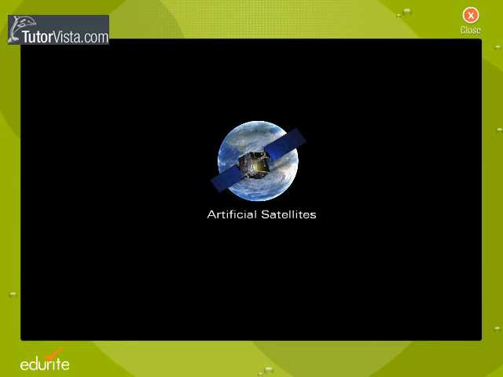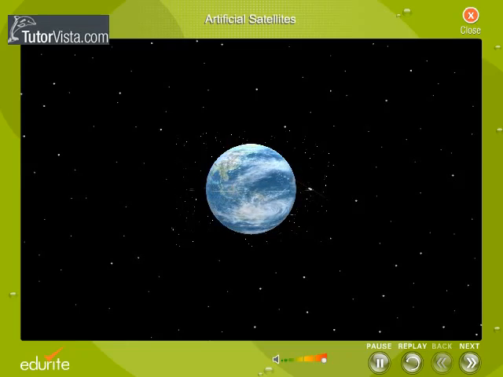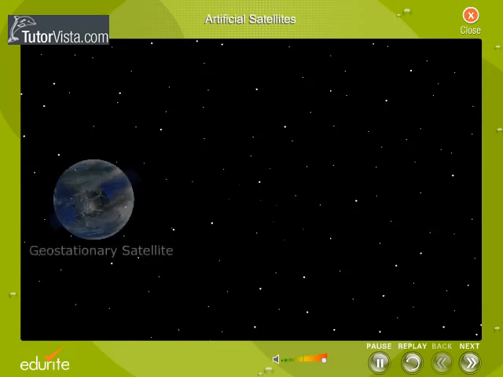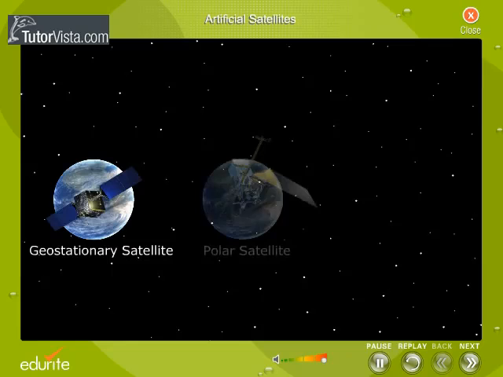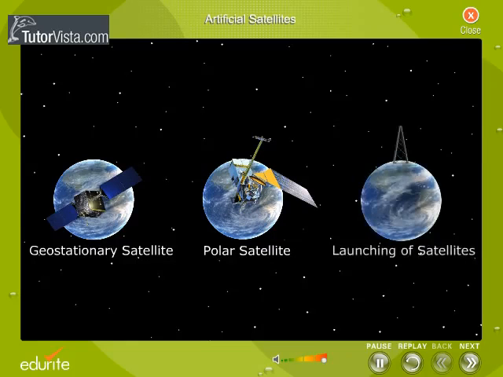Artificial satellites. An artificial satellite is a man-made object orbiting around the Earth. Artificial satellites are of two types, namely geostationary satellites and polar satellites. Let us now learn about launching of artificial satellites and different types of satellites in detail.